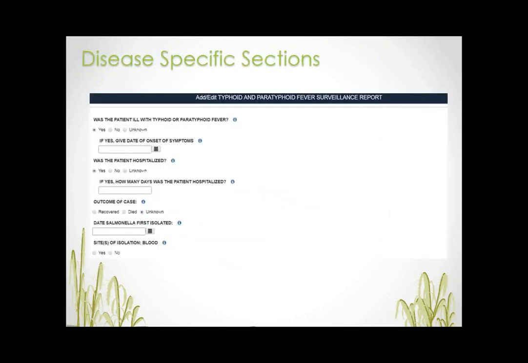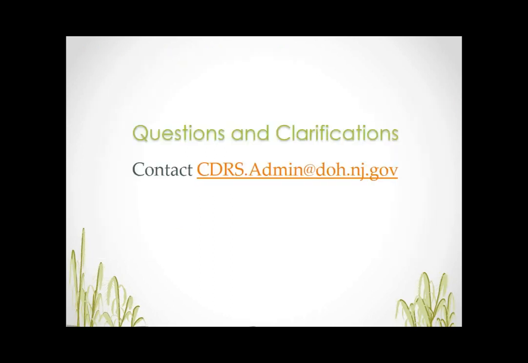And then this just goes over a sample of what a disease-specific section could look like. This is just a sample that we set up for typhoid. So the questions are specific to typhoid, and then they can be customized based on your responses. So you can have nested questions, and then your responses will determine whether there are additional questions to follow. That covers the changes impacting local health departments and the updates for CDRSS.